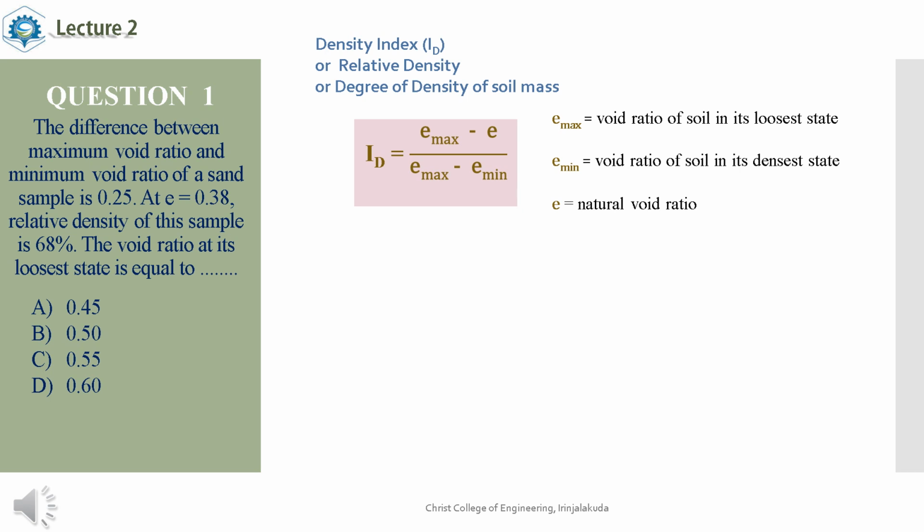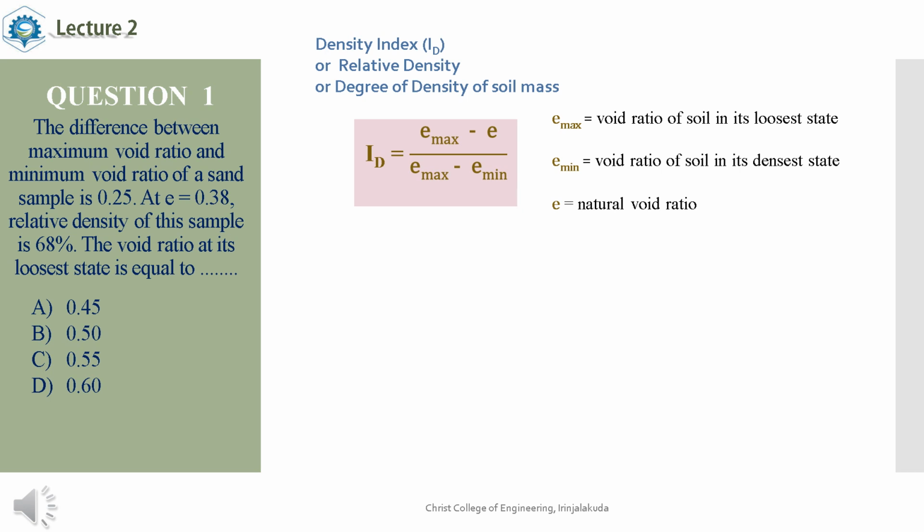So what are these three terms of void ratio? e max is the void ratio of the soil in its loosest state. So when the soil is very loose, the volume of voids by volume of solids, if you take the ratio, it will be maximum. And e minimum is the void ratio corresponding to the densest state of the soil, so the value will be minimum. And e is the natural void ratio.